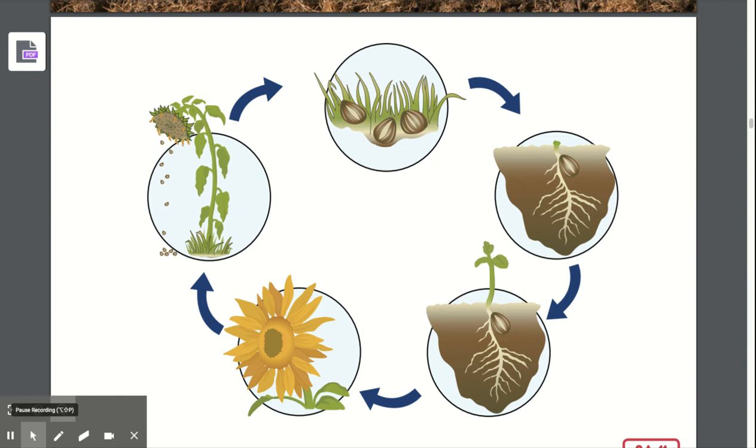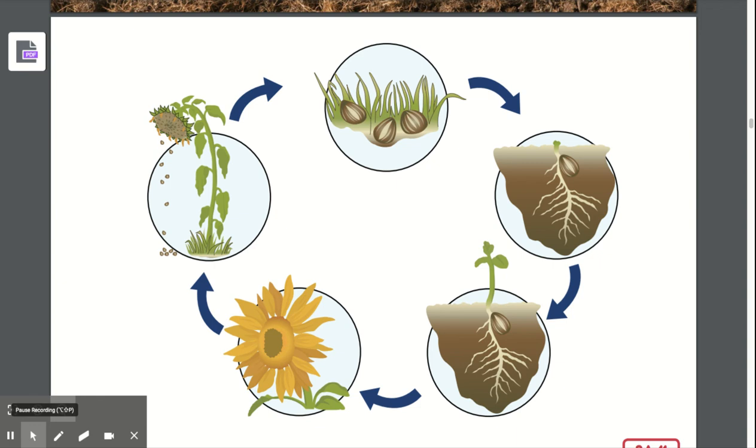Did you say first the seed germinates and sprouts into a seedling? Next, the seedling continues to grow until it is an adult plant. Then the adult plant will make more seeds from which new plants will grow. Finally, the plant will decay and turn into nutrients in the soil. If you did, you remembered the life cycle of a plant.